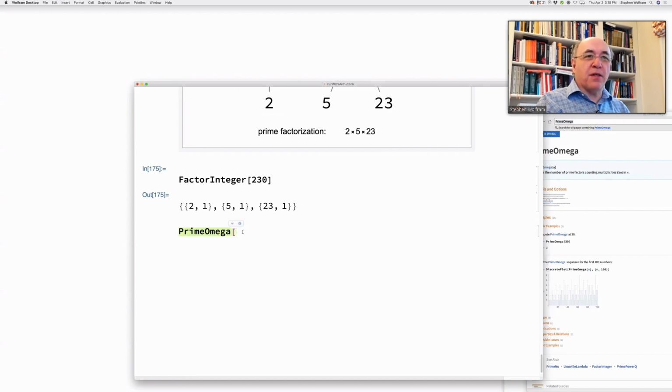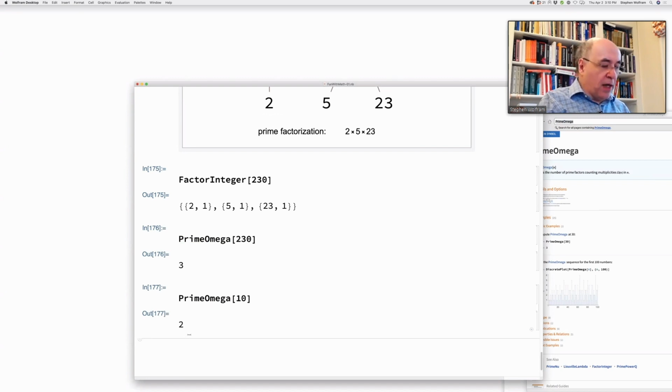Okay, so this thing, which is called PrimeOmega, tells us basically the number of primes we have to multiply together to get a particular number. So for example, let's do that for 10. Okay, so that's going to say we need to multiply together 2 primes to get 10. Let's do that for 12.